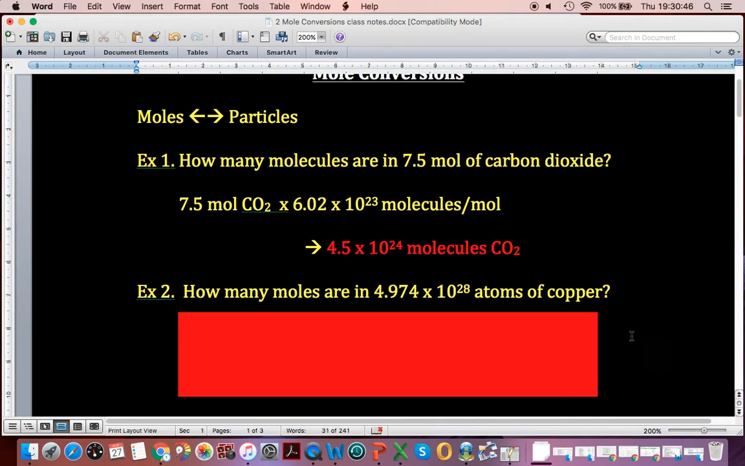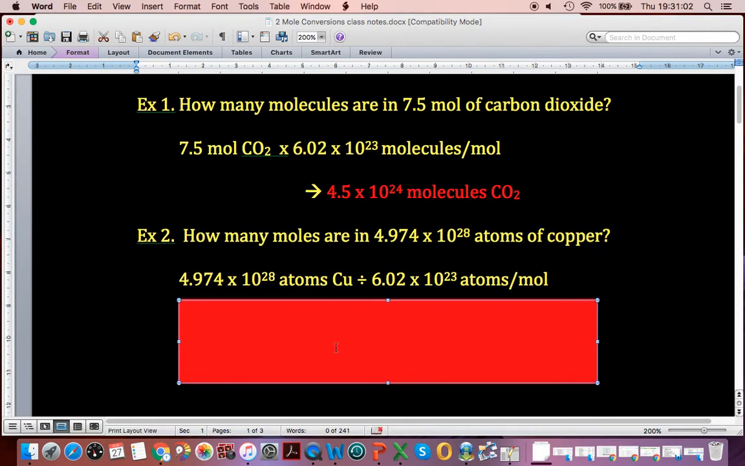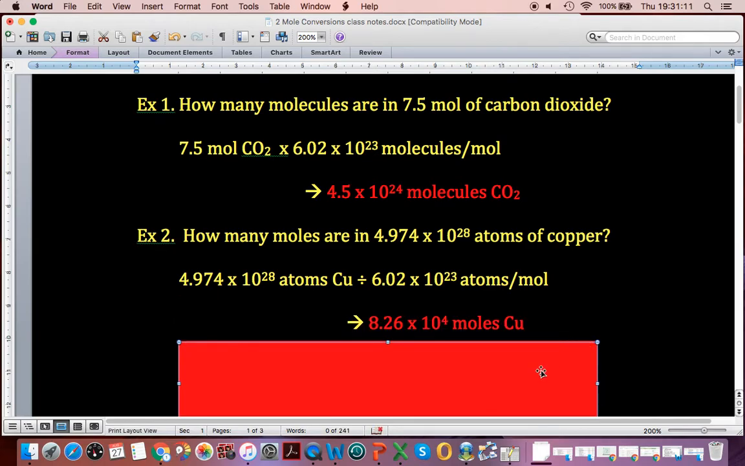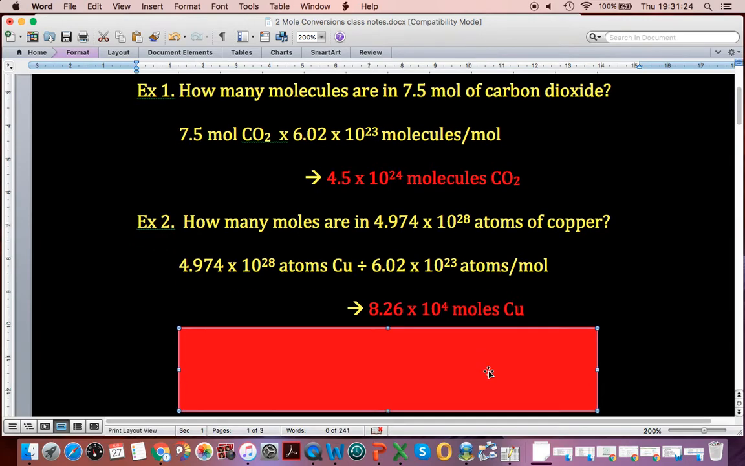We're going to undo what we just did, moles to particles. Now we are going from particles to moles. And we see we have a large number of atoms of copper, so we're going to write that down. And we're going to divide by Avogadro's number. And we're going to see, what do we get when we divide? Well, that is going to be a lot of moles. Not surprisingly, times 10 to the 4th moles, because 10 to the 28th is a lot bigger than 10 to the 23rd. So those conversions were between the two left parts of your conversion chart.